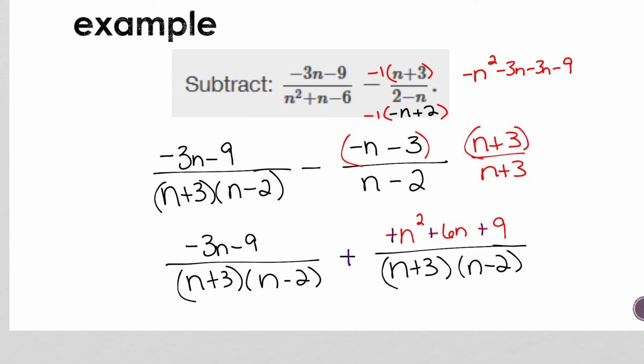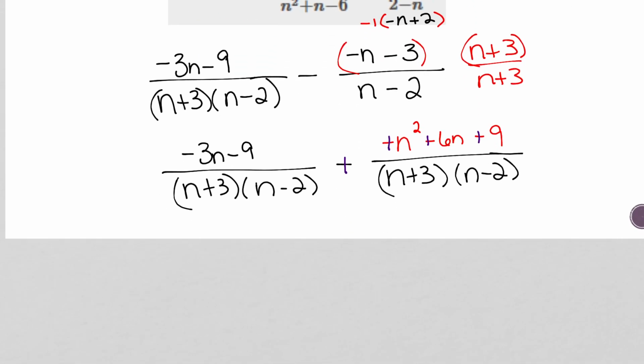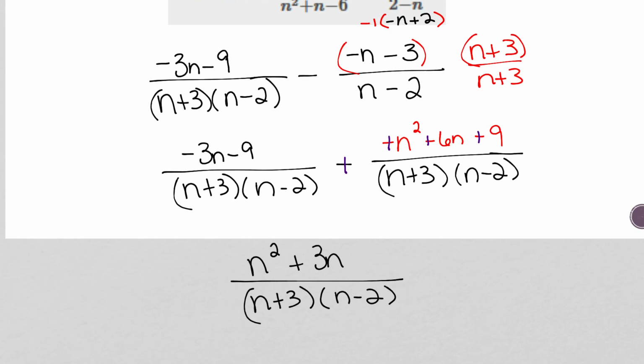All right? Now, let's combine our like terms. So we have in the numerator n squared. I've got like terms here and here, so that's a negative 3n and a positive 6n, which gives us a positive 3n. And then a negative 9 and a positive 9 gives us 0 over n plus 3, n minus 2.